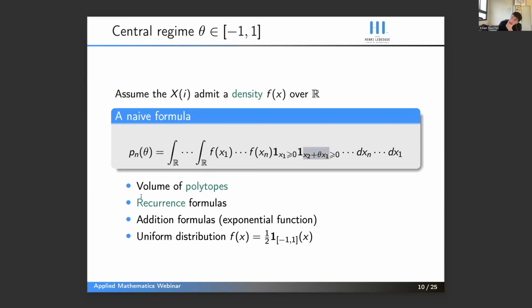So in fact, it's exactly a volume of something, right? It's a volume of some polytope. I will explain maybe a bit later what happened here.